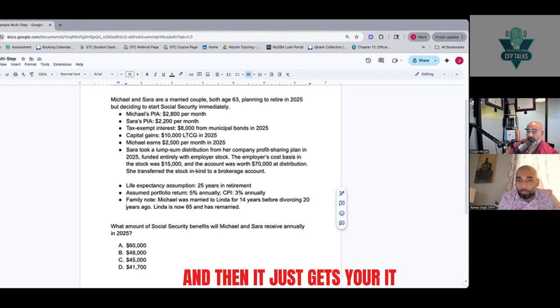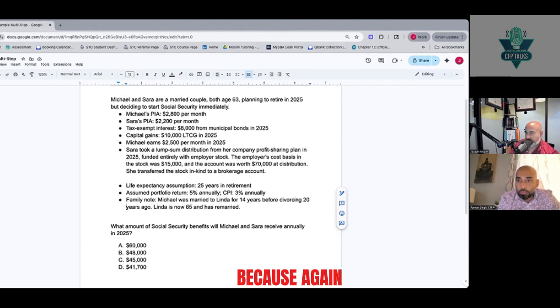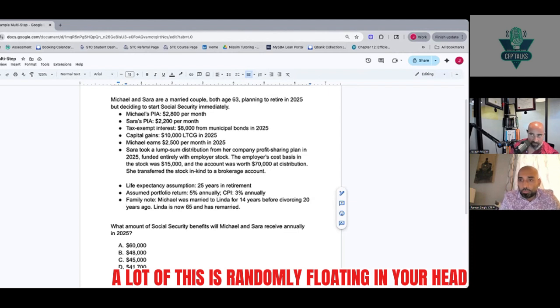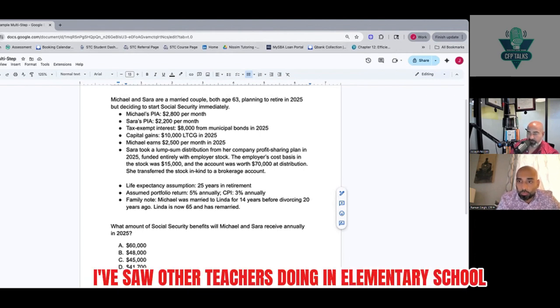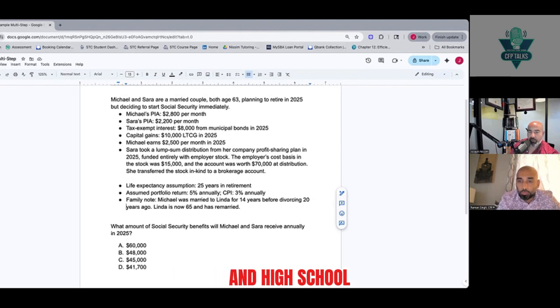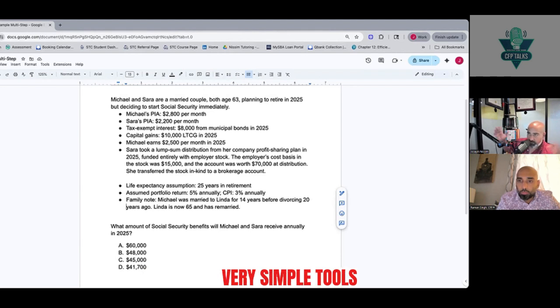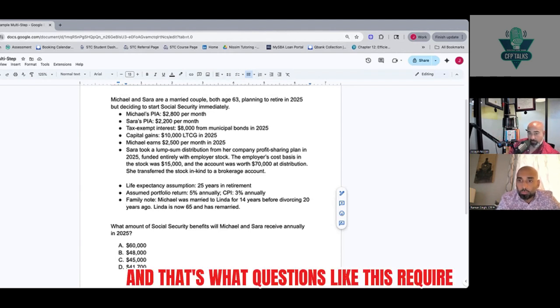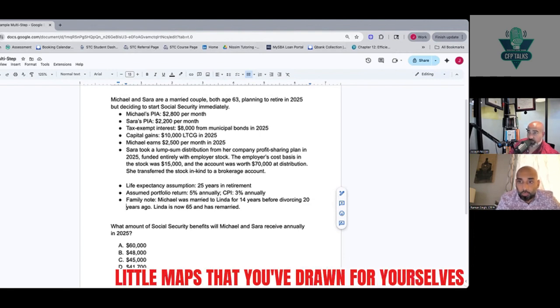And it allows your head to organize information, because a lot of this is randomly floating in your head. For me, it's helped me personally. It was something that I saw other teachers doing in elementary school and high school, and so you start using these very, very simple tools. And that's what questions like this require, simple tools. When you get into something like time value of money that requires multiple steps, use your charts. Use these little maps that you've drawn for yourselves.